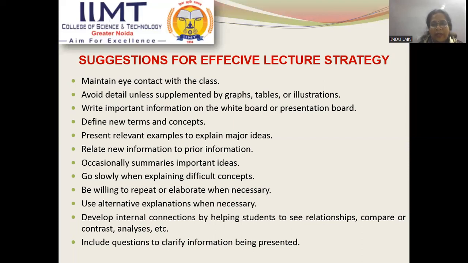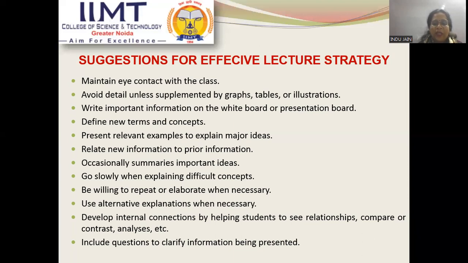Be always ready to repeat or elaborate the things when needed. When students require to again listen to the same topic, then the teacher should always be ready to repeat it, or if necessary, then elaborate the topic.